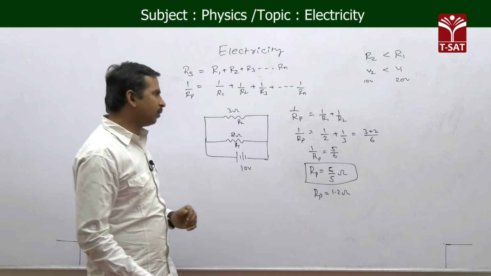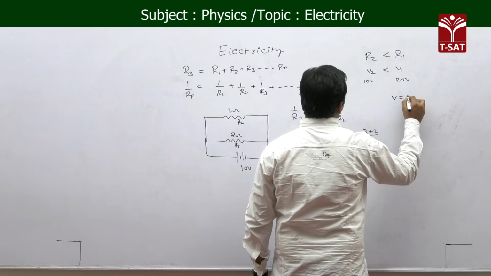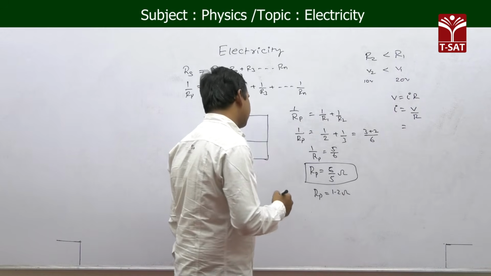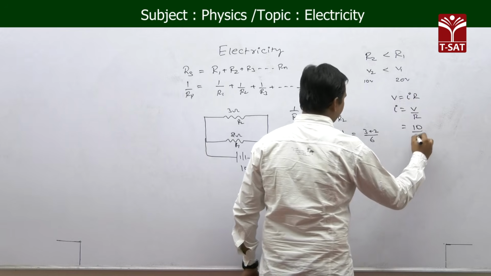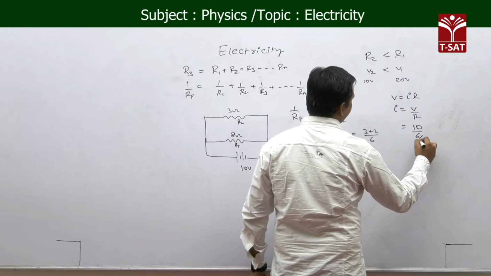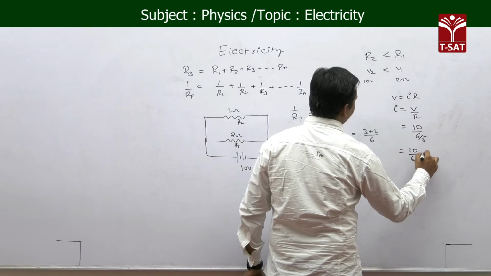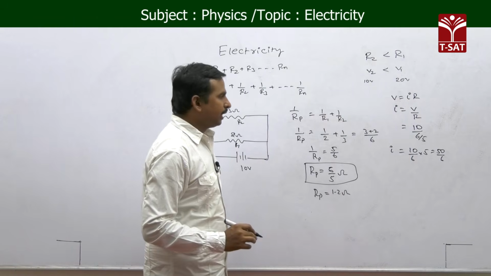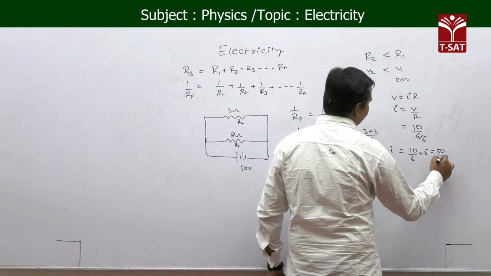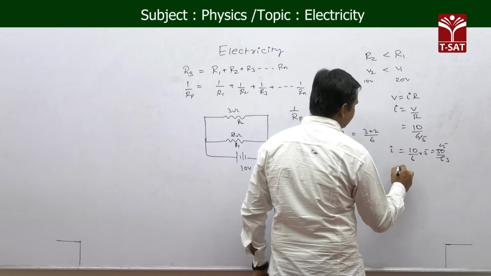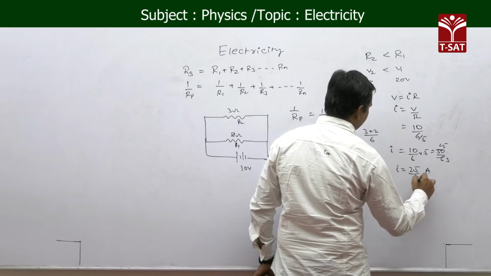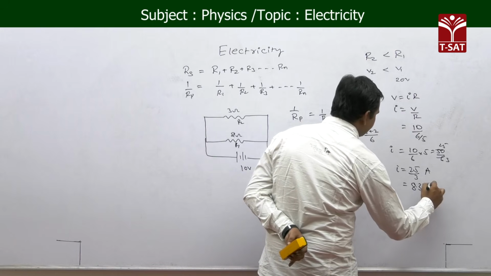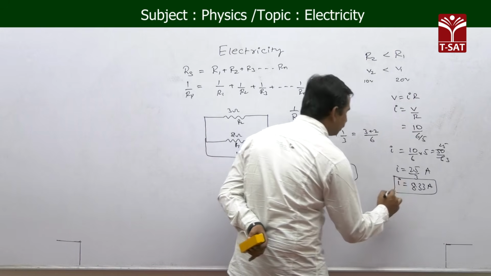Now, to find the total current passing through the resistance, as V is equal to IR, I is equal to V by R. The voltage given is 10 and the resistance is 6 by 5, so it becomes 10 into 5 by 6, which is 50 by 6. This is the I value. The current 50 by 6 is 25 by 3 amperes, which is around 8.33 amperes. This is the total current.